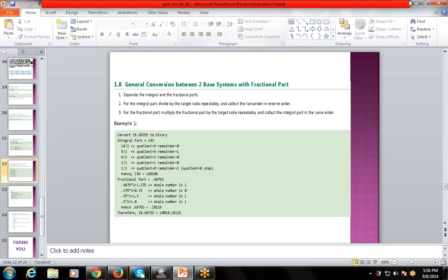This is the example we have discussed and this is the exercise that you have to complete by Wednesday at the latest, that is day after tomorrow.